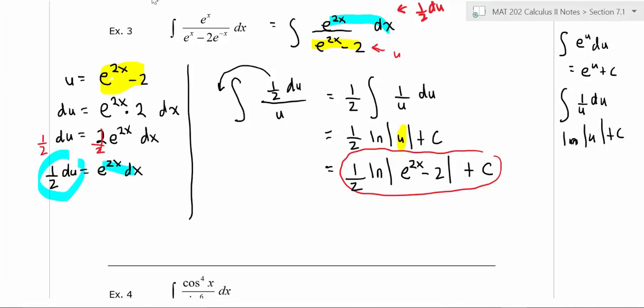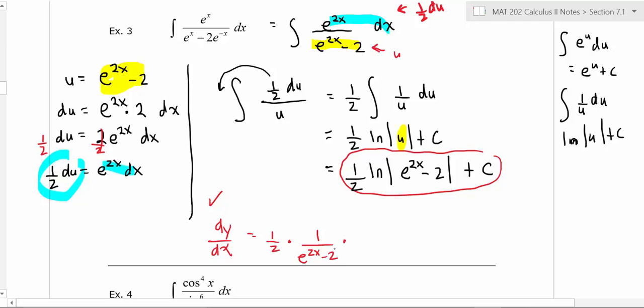Okay, now this one's actually pretty easy to check. So if we wanted to do a check on this, let's just look at how we'd differentiate that. We'd write the constant. The derivative of a logarithm by chain rule would be 1 over the function times the derivative of that function.